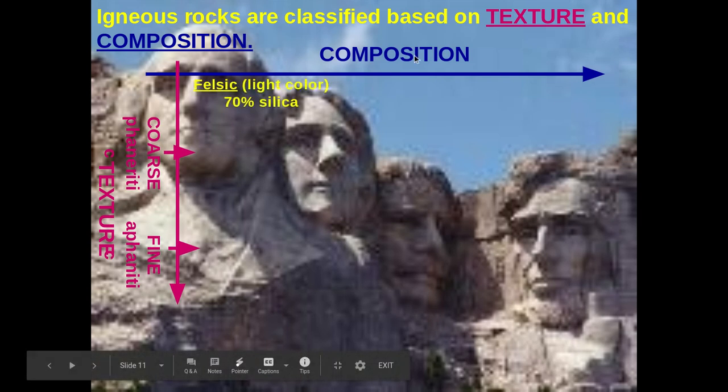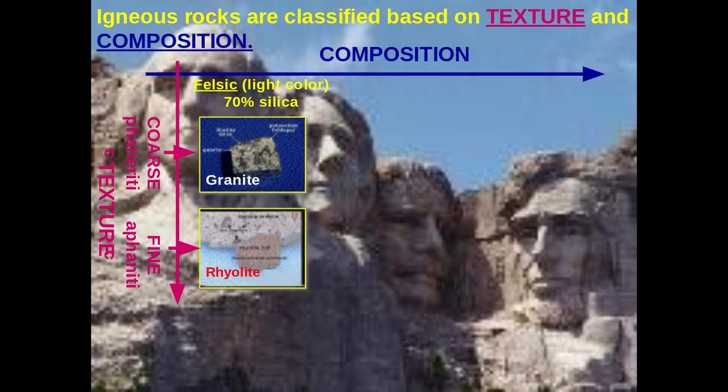So let's start on the composition side of the classification chart. Let's start with felsic, light-colored, 70% or more silica. If we look at the phaneritic texture with a felsic composition, we get the rock granite, which happens to be the most common continental rock on Earth. And then if we look at the aphanitic texture of a felsic composition, we now look at the volcanic rock that we call rhyolite.